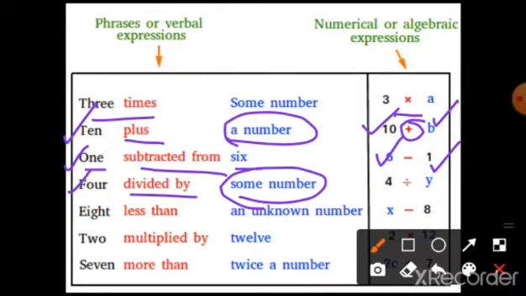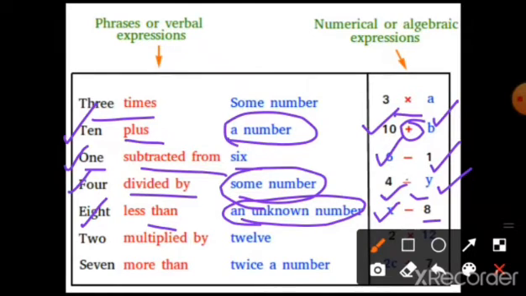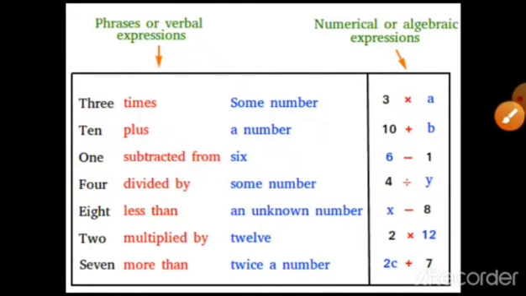So we are taking the sum number to be as y. So we are writing 4 divided by y. Next, 8 less than an unknown number. So we are again taking the unknown number as x. So x minus 8. Next, 2 multiplied by 12. So you are writing 2 into 12.